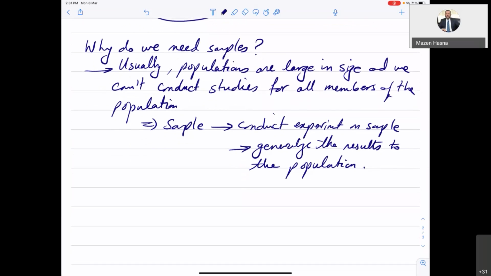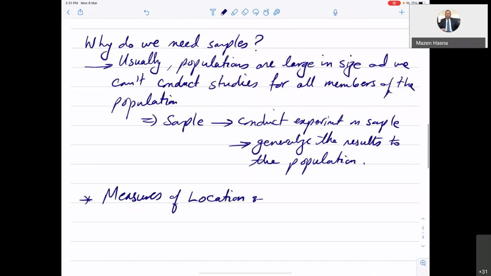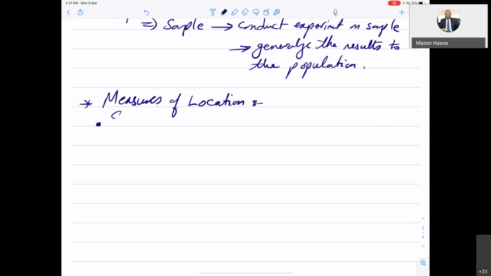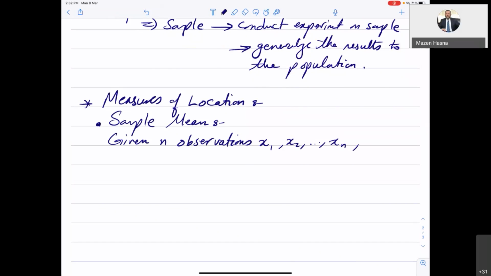Okay. So let's start talking about different ways of presenting our data. And let's start with what we call measures of location. The first measure of location that we want to talk about is the sample mean. What's the sample mean? Very simply, given n observations, x1, x2, to xn, the sample mean, which is very important and will continue with us in all the remaining chapters.